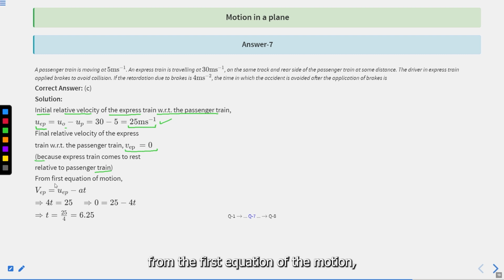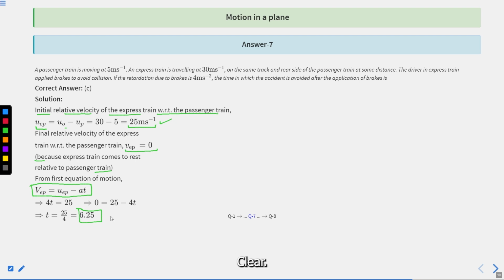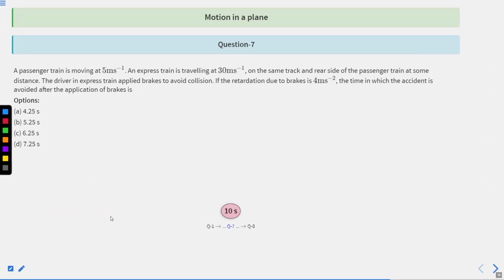Clear? From the first equation of motion, we can find out the time, which is equal to 6.25 second after calculating these terms. Clear? So the correct answer is C.